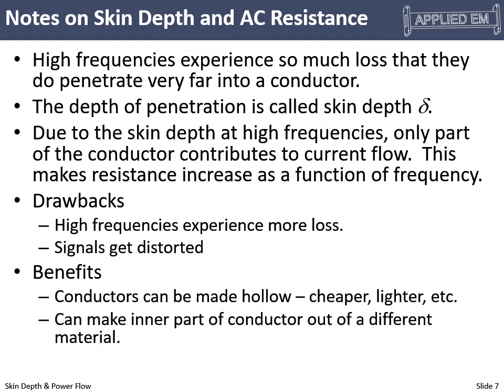One thing is, if our signal is not utilizing the inside of the conductor, we can make our conductors hollow with no cost electromagnetically, so they can be cheaper and lighter. Or we could make our conductors with something else going in the middle. Maybe we want really high conductivity, so maybe we'll put copper on the outside, and then we'll use a cheap metal on the inside, something like aluminum. So we can use this skin depth to our advantage as well.